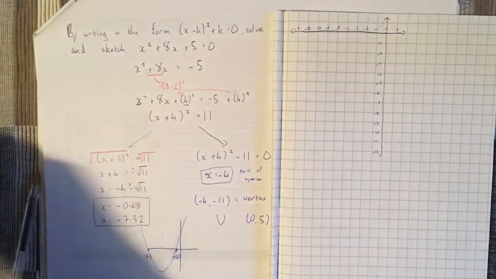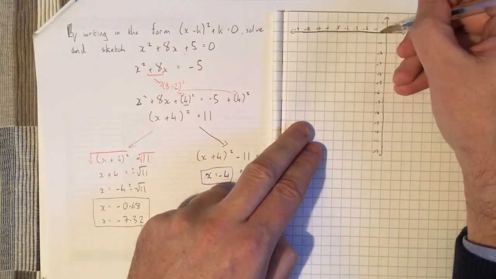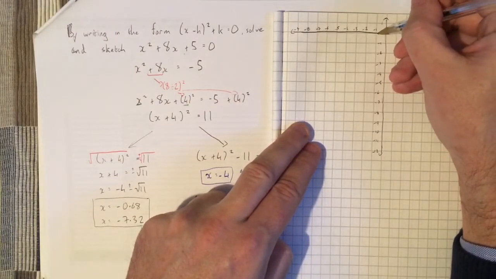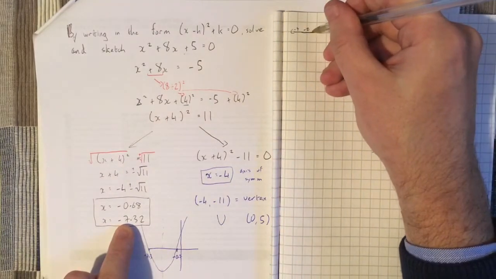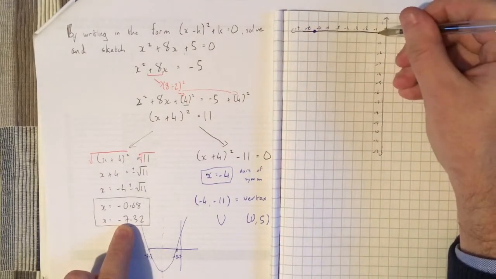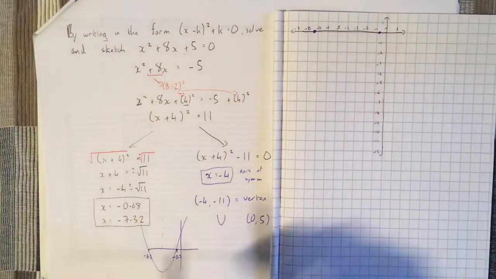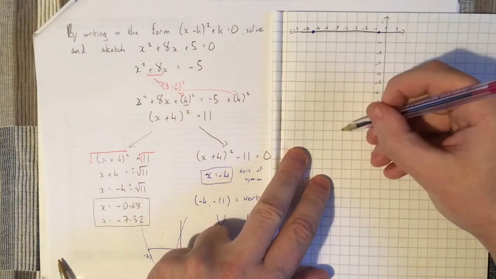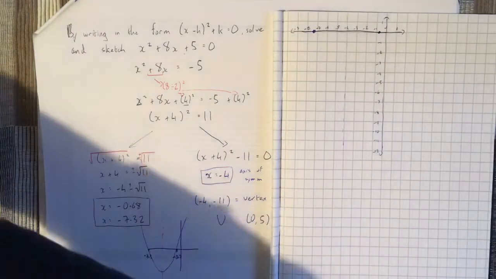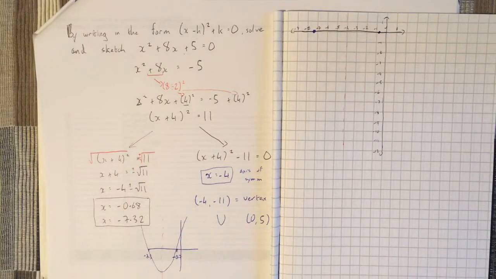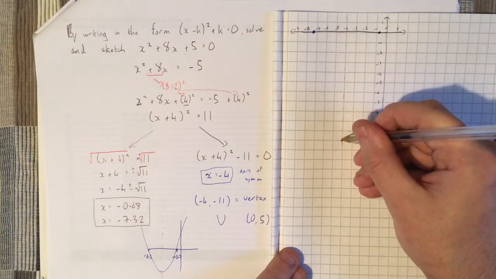So let's put my points on that. What do I know? I know that it crosses at minus 0.68, so put that in as best you can. You know it crosses at minus 7.3, so kind of as best you can. You know minus 4 is the axis of symmetry. You can draw that dashed line on if it helps. I find I don't need it once you have the minimum point, but if that helps, do put that on. Minus 4, minus 11 is my minimum point, so that's down here.